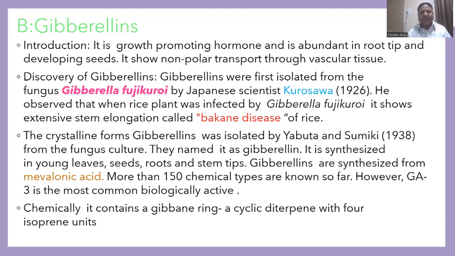More than 150 gibberellin types are discovered, and they are referred to as GA, gibberellic acid 1, GA2, GA3, like that. 150 are discovered by scientists, which are biologically very active. And chemically, it contains a gibbane ring, which is a cyclic diterpene with 4 isoprene units.